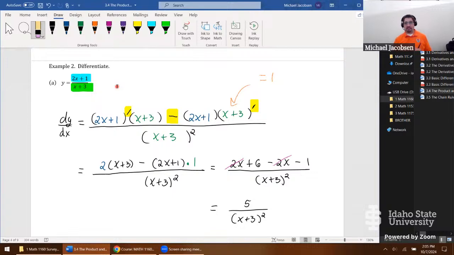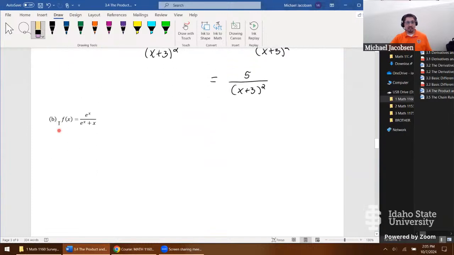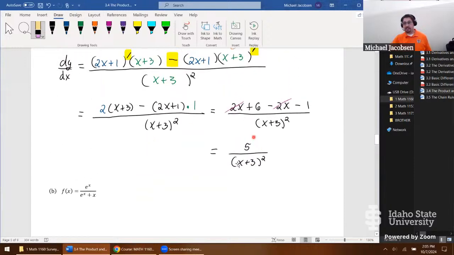Okay, let's try it out all over again now for part B. So here's our brand new function, f of x equals e to the x divided by e to the x plus x. Oh, sorry, question first, Braden?